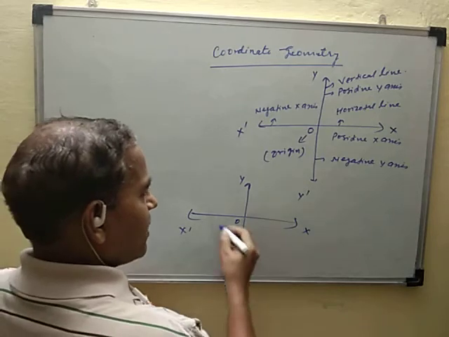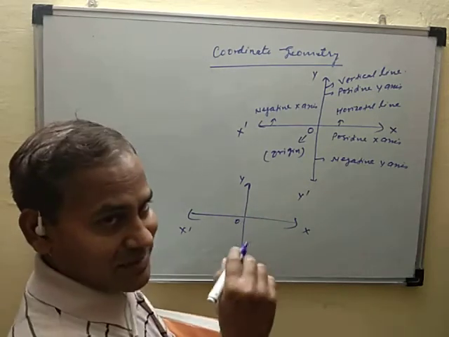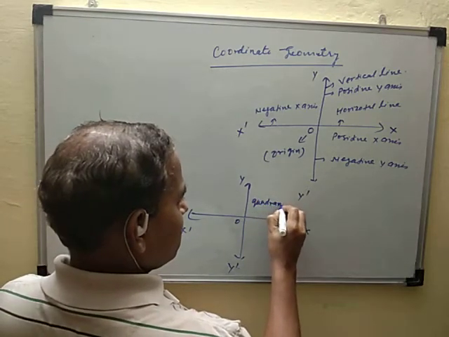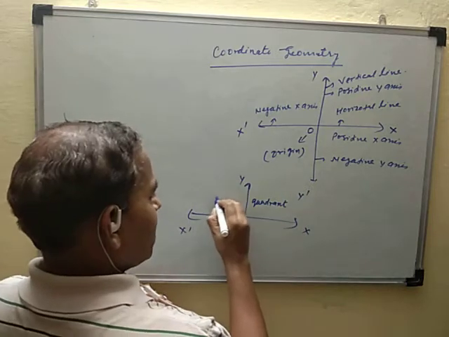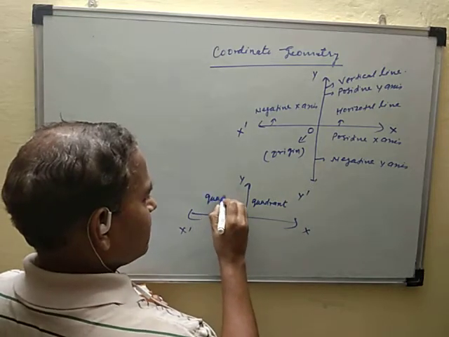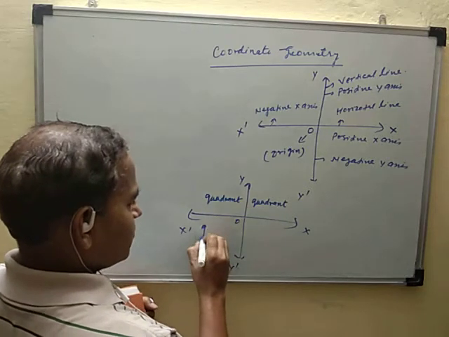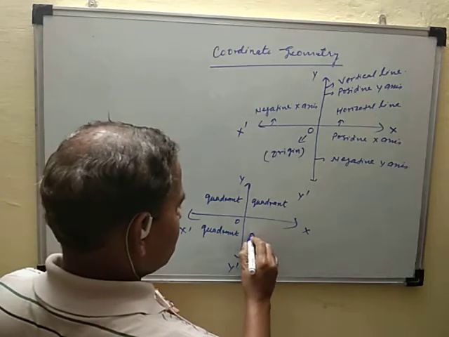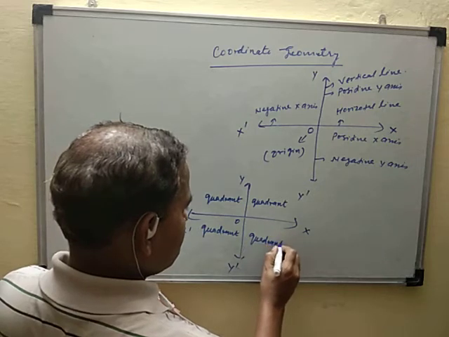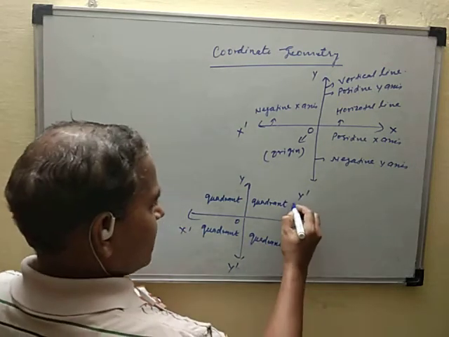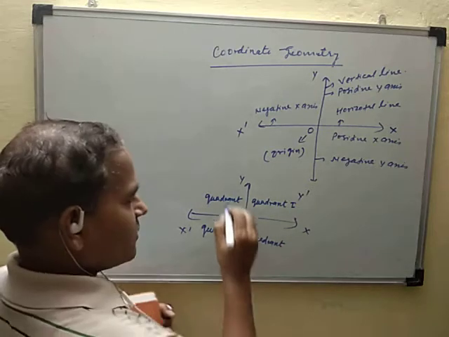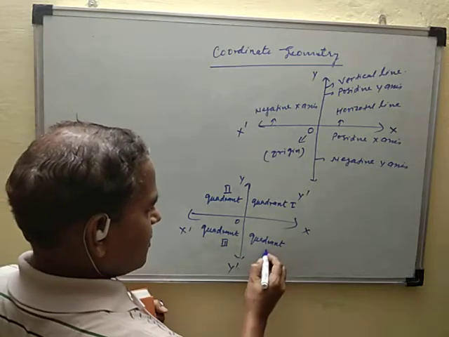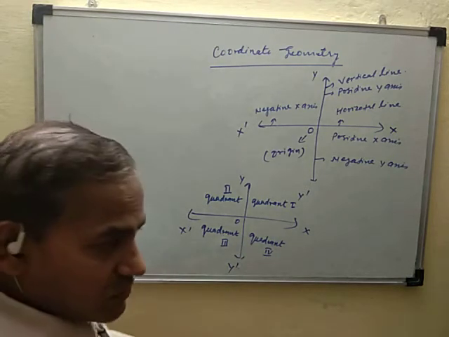Each part is called a quadrant. This is a quadrant, this is also a quadrant, this one also, and this is also called a quadrant. This quadrant is called quadrant number 1, this is quadrant number 2, this is quadrant 3, and this is quadrant 4.